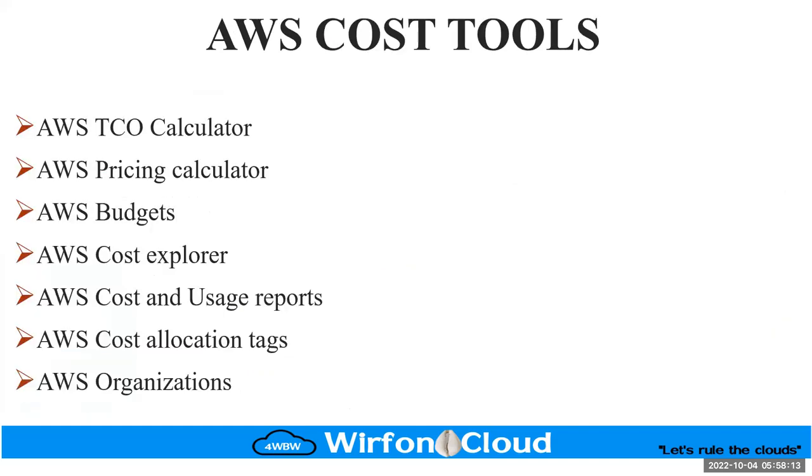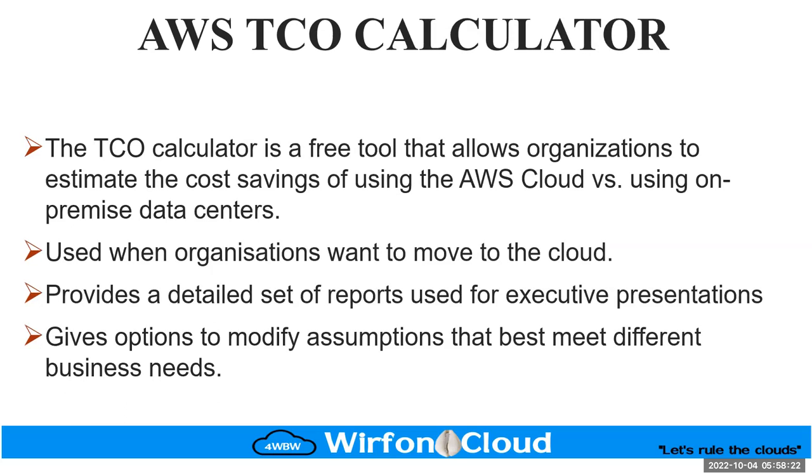Okay, so we are going to look at the AWS cost tools. The first one is the AWS TCO calculator. This is a free tool that allows organizations or clients to estimate the cost savings of using the AWS cloud versus on-premise data centers. So this calculator helps you to check what you will gain if you use cloud services over your traditional data centers.